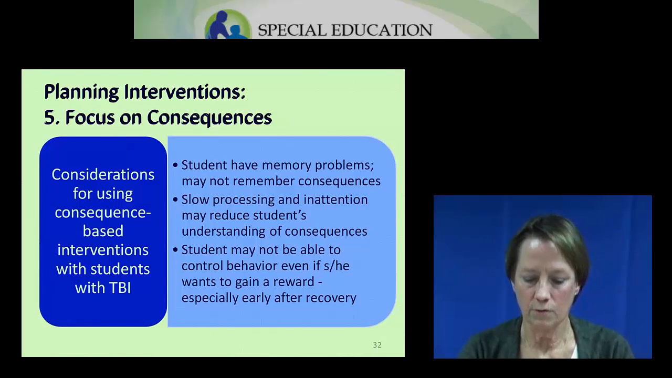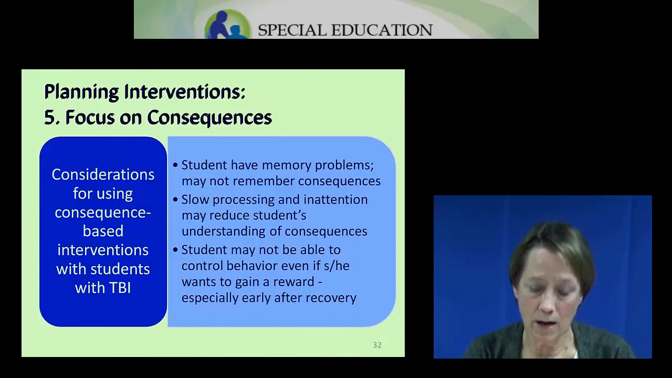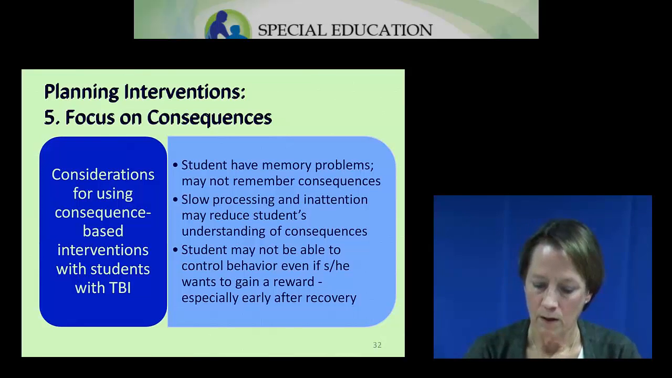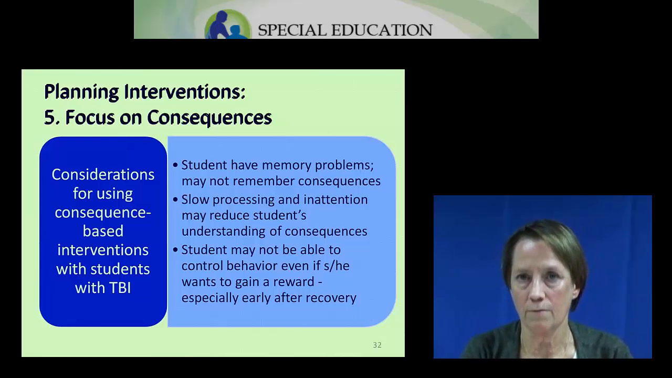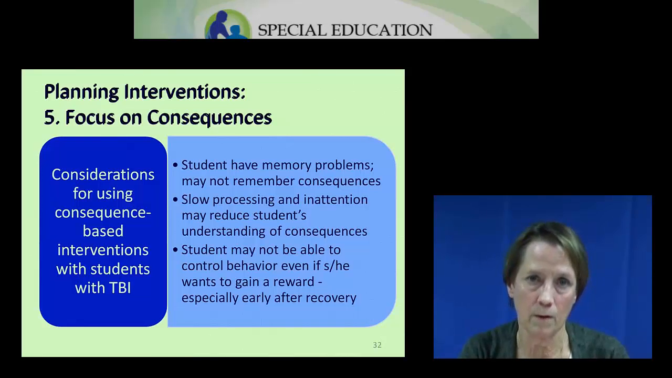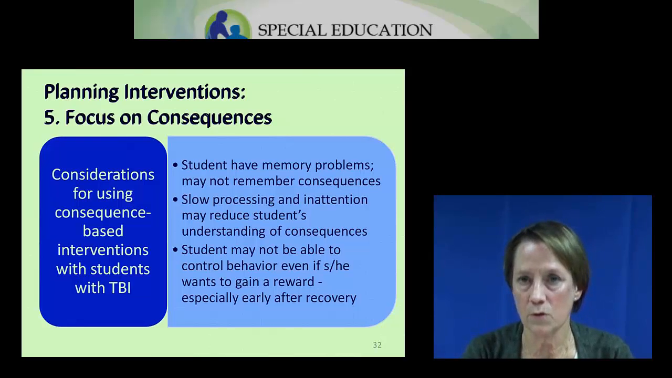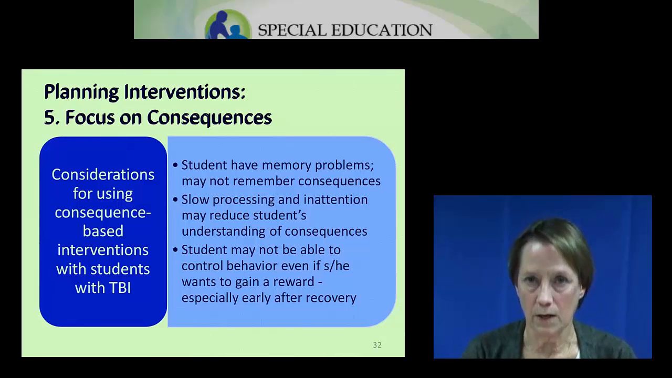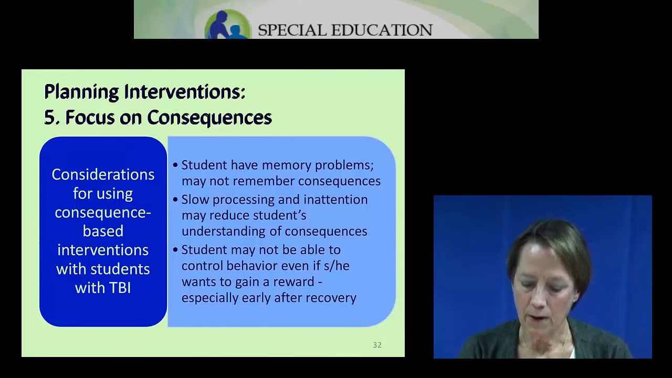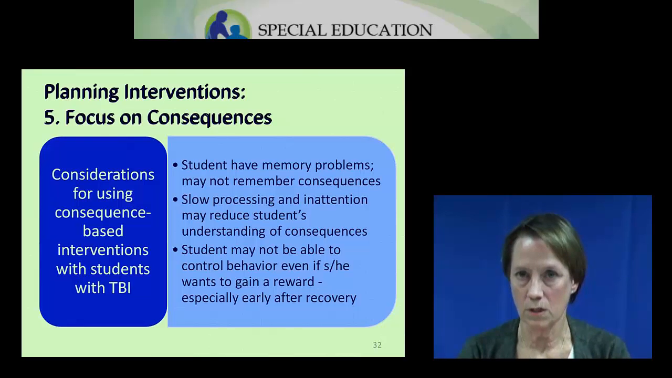Our fifth step in planning interventions is focusing on the consequences of behavior. There are several important considerations that we want to note as we think about consequence-based interventions with students with TBI. First of all, students after a traumatic brain injury have memory problems. They may not even remember the consequences that we establish for a behavior. They may also have slow processing and inattention, and this may reduce a student's understanding of the consequences that we present. The student also may not even be able to control the behavior, even if he or she wants to gain a reward. And that's especially true early after recovery. These factors might reduce the utility of consequence-based interventions in students with TBI.